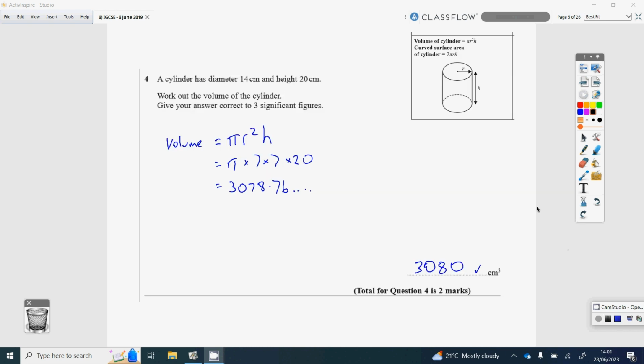Question 4. Now we're being asked to work out the volume of this cylinder. Well, the volume of a cylinder is one of the given formulae. It's pi r squared h. So the area of the circle multiplied by the depth of the prism, the depth of the cylinder.